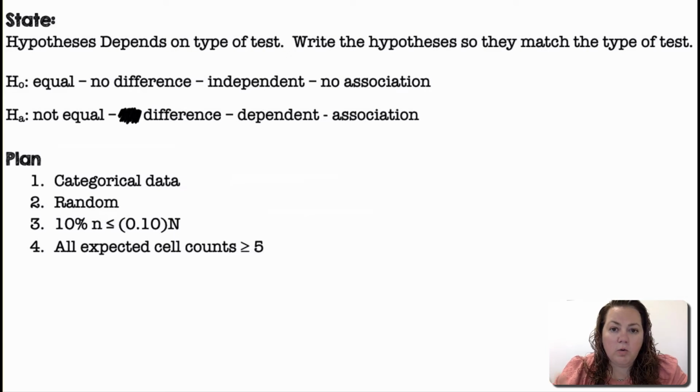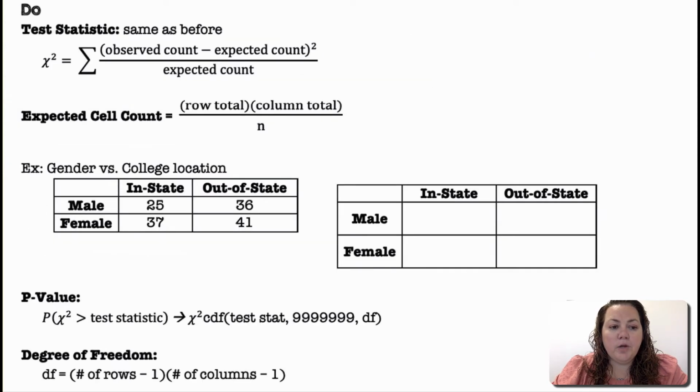The main new condition here is our large counts condition, that all expected counts are greater than or equal to 5. We're doing the exact same test. To get the expected value, you're going to do your row total times your column total divided by your table total. So getting the expected value is a little bit more challenging.